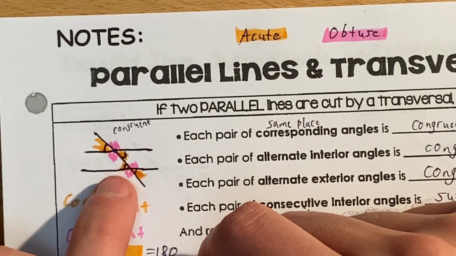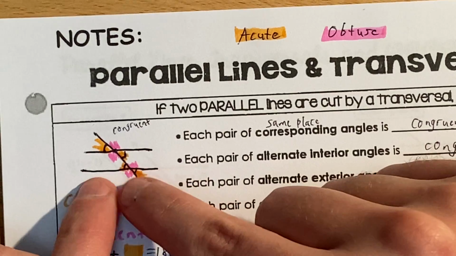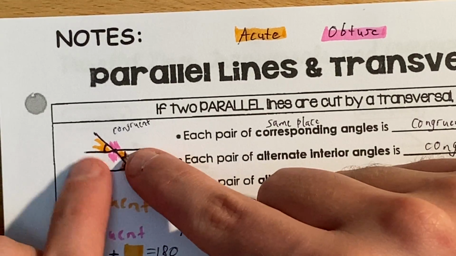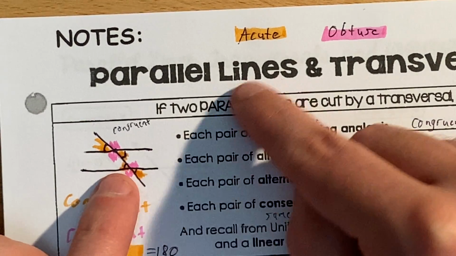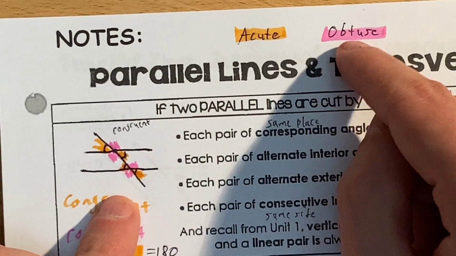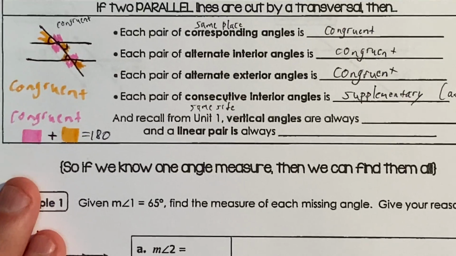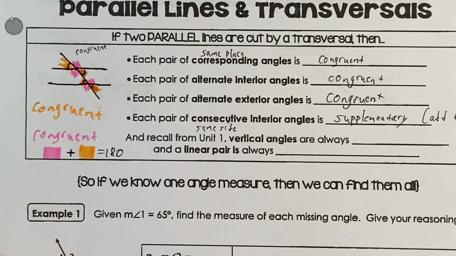And at the same time, I know the pink is not 30 because it's obtuse. It can't be the same because they don't look the same. All of the orange ones look like acute angles, and all of the pink ones look like obtuse angles. So you can kind of eyeball it if you're a visual person. If not, what else?